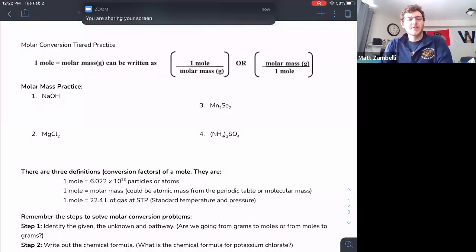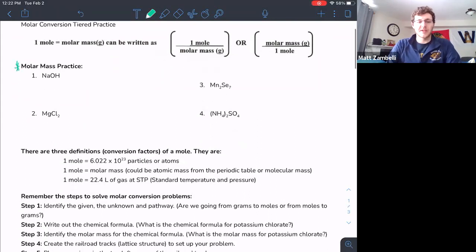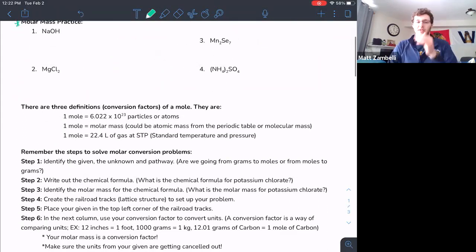All right, ladies and gentlemen, so you should have this worksheet open and ready to go. We're going to skip over this first part because you should be able to do all of this on your own, finding the molar mass of each of those compounds. You guys were crushing that before, so you should be good there. As far as this section goes, this is kind of just a refresher.